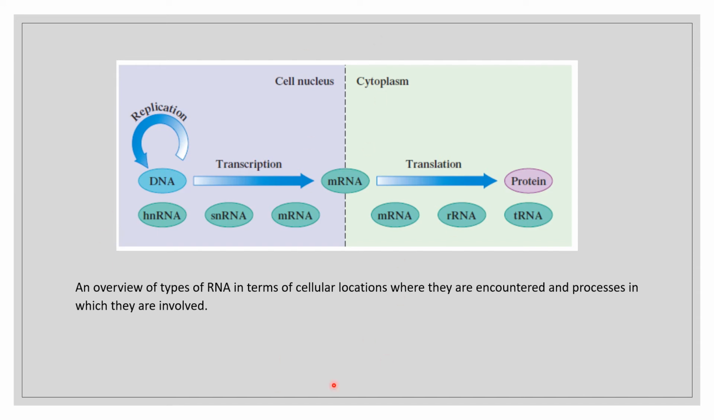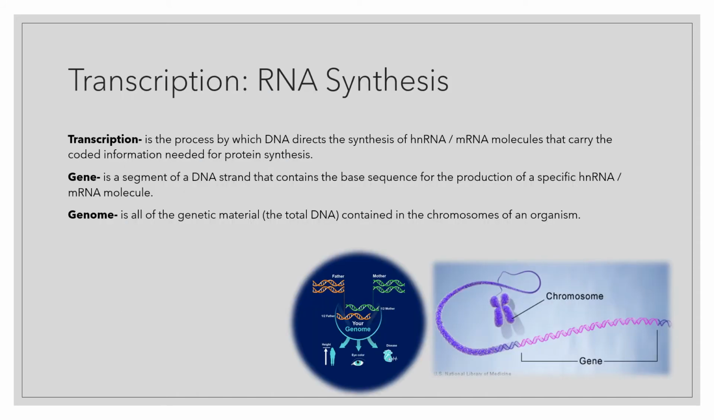So this just summarizes the transcription and translation process in terms of the types of RNA involved and the cellular locations where the processes occur. So let's proceed with the transcription process.